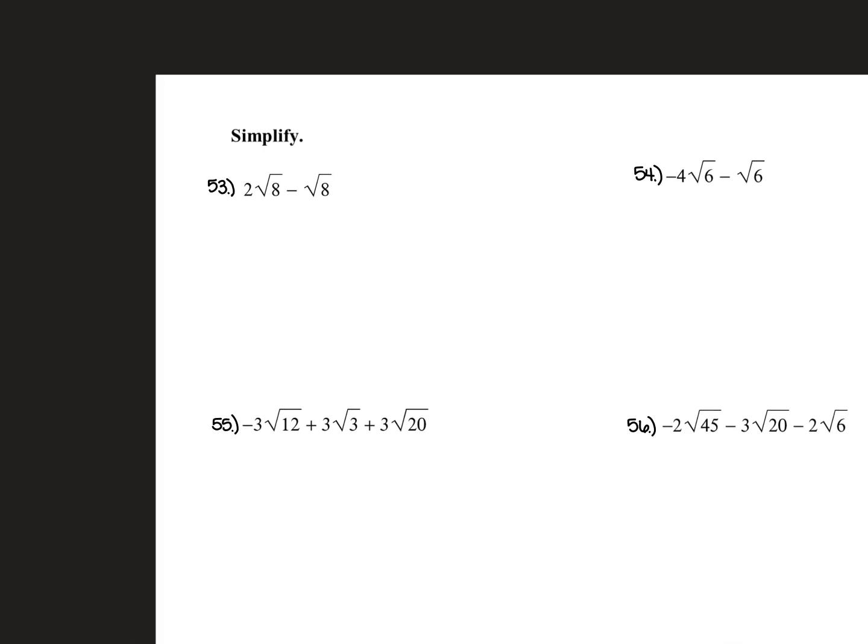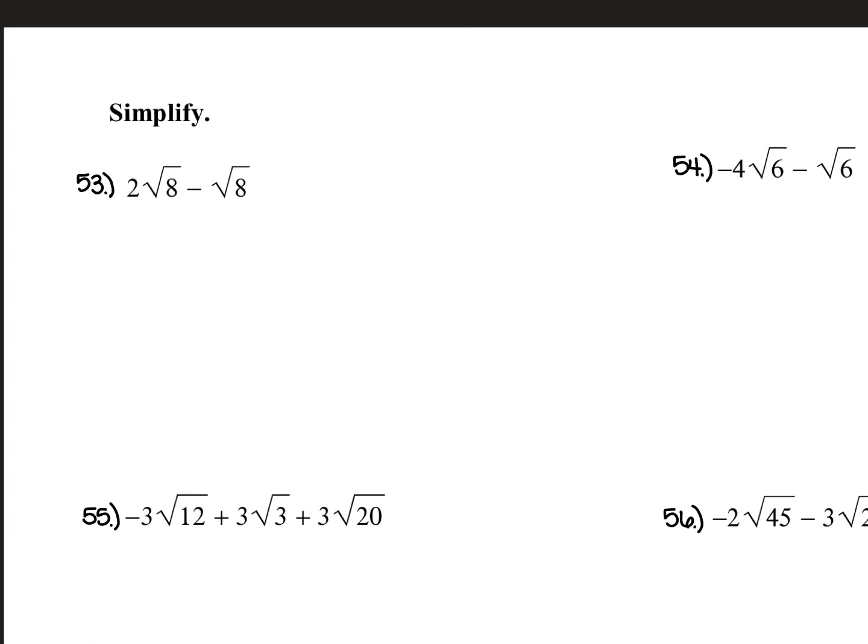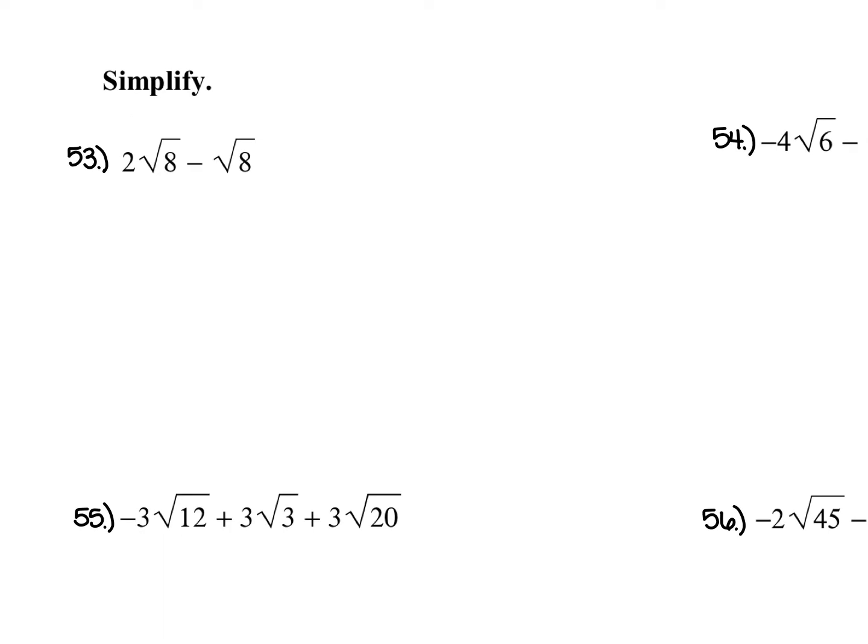For 53, you have 2 square root 8 minus the square root of 8. That square root of 8 needs to be simplified. You have 2 and 4. 4 is 2 and 2. So your 2 2's pair up. This is 2 times 2 square root 2 minus 2 square root 2. The 2 times 2 square root 2 is 4 square root 2 minus 2 square root 2.